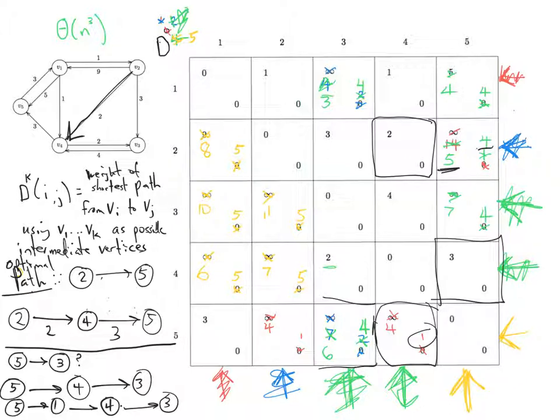And if we look back up here, let me use a different color. So we start at vertex 5, and we go to 1 at a cost of 3. And then we go from 1 to 4 at a cost of 1. And then we go from 4 to 3 at a cost of 2. For a total path length of 6, which is what we had.